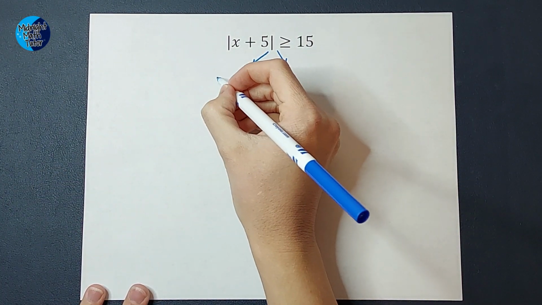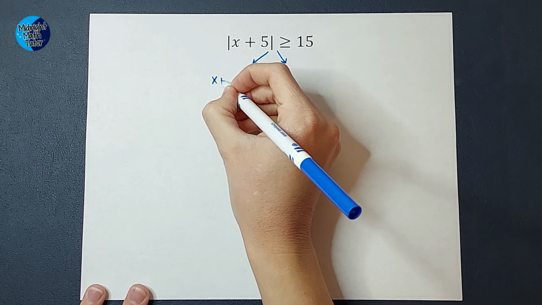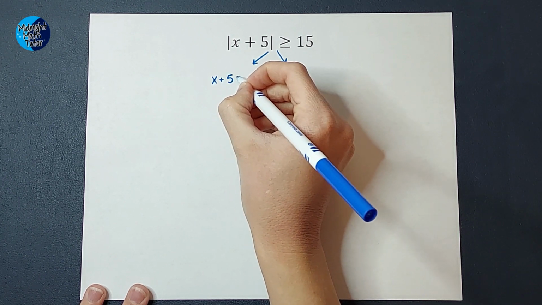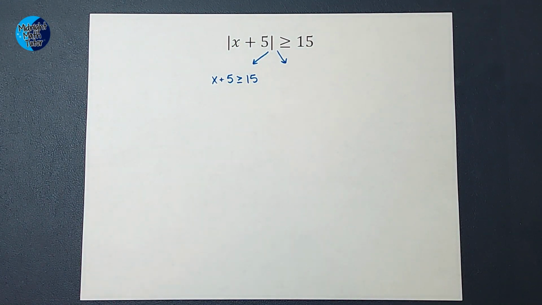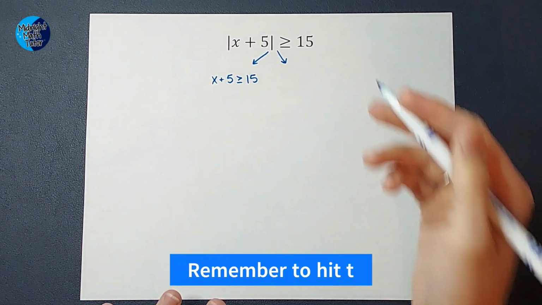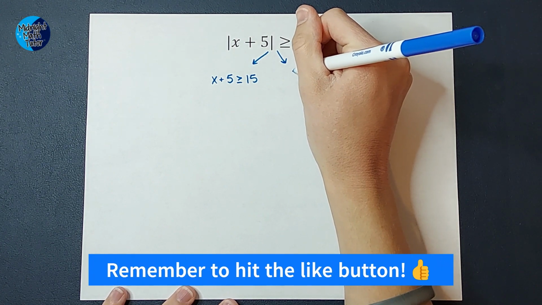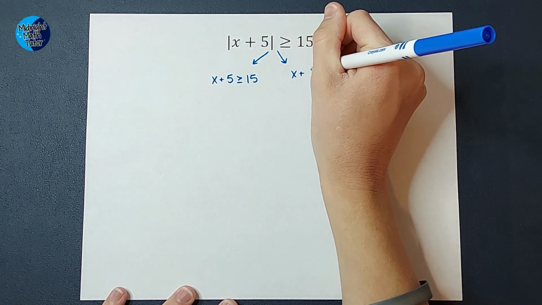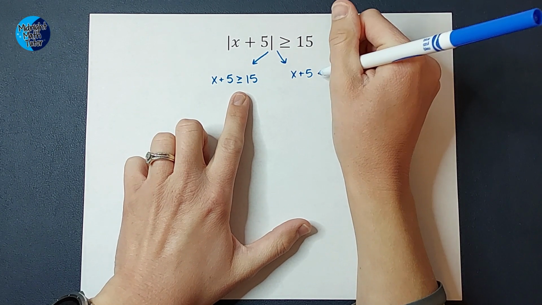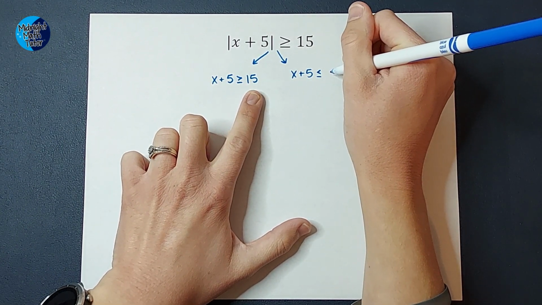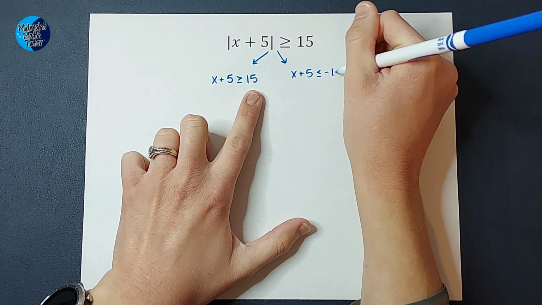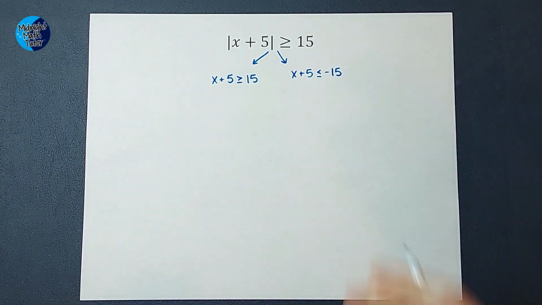So the first one is going to be x plus 5 is greater than or equal to 15. I just dropped the absolute value bars. That's all. The other one is going to be x plus 5. I'm going to flip the sign, so it's going to be less than or equal to, and change the sign on this so it is negative 15. And then I'm going to solve these.